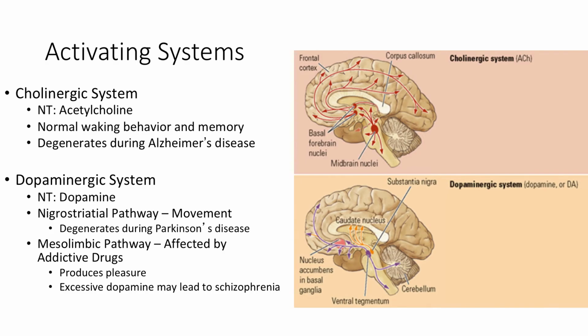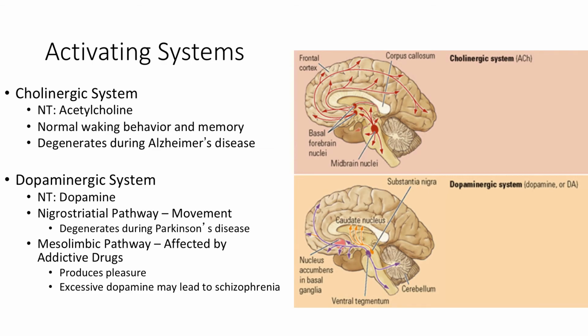Then we have the dopaminergic system, and this one has two pathways. Here you can see them in orange and in purple. Let's start with the first one, which is the nigrostriatal pathway. This starts in the substantia nigra, so it's orange in this picture. This system is important for coordinating movement. So when dopamine neurons are lost from the substantia nigra, you have trouble coordinating your movement. And that occurs in Parkinson's disease that we already talked about.